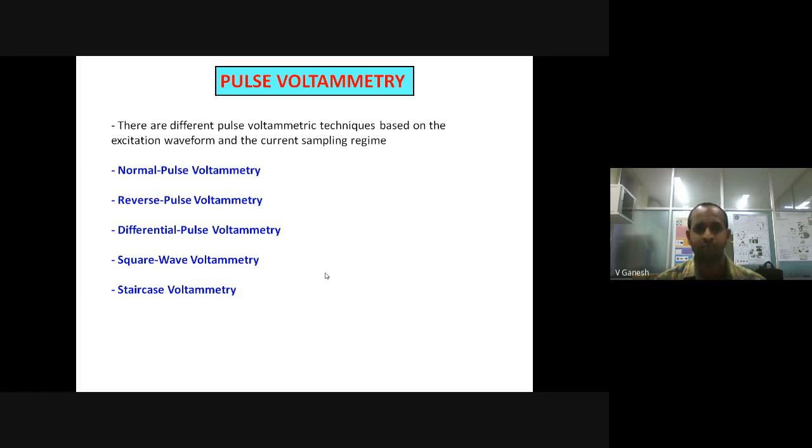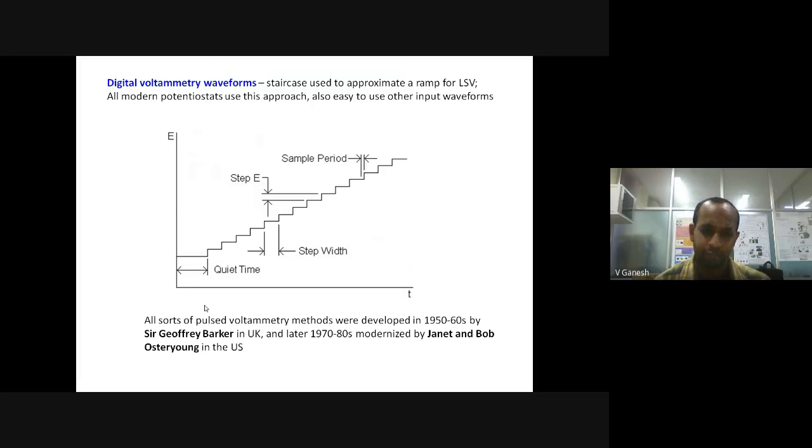Okay. Now, in the series of techniques, we discussed potentiometry, amperometry, linear sweep voltammetry, and cyclic voltammetry. And in the case of voltammetry, another well-popular technique is pulse voltammetry. There are different techniques which come under pulse voltammetry, like normal pulse, reverse pulse, differential pulse, square wave voltammetry, staircase voltammetry, etc.